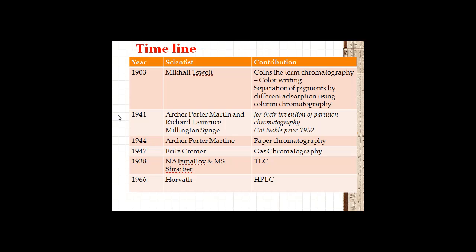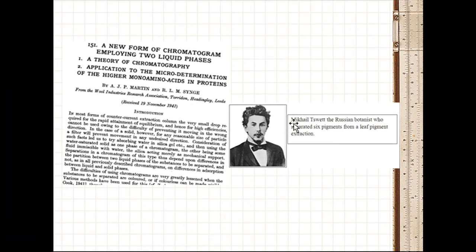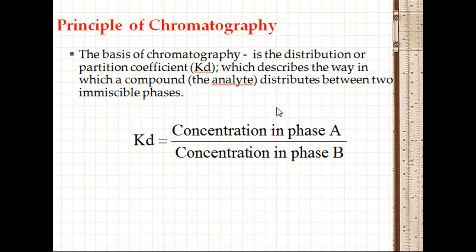This is the time frame showing the significant contributions of scientists in the field of chromatography. He is the scientist Michael Tswett, who coined the word chromatography, and these two scientists, A.J.P. Martin and R.L.M. Synge, received the Nobel Prize for the invention of partition chromatography in the year 1952.